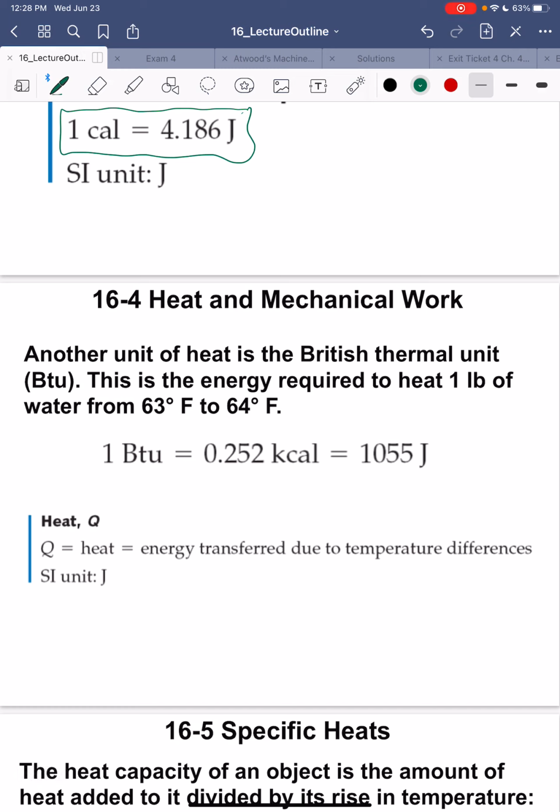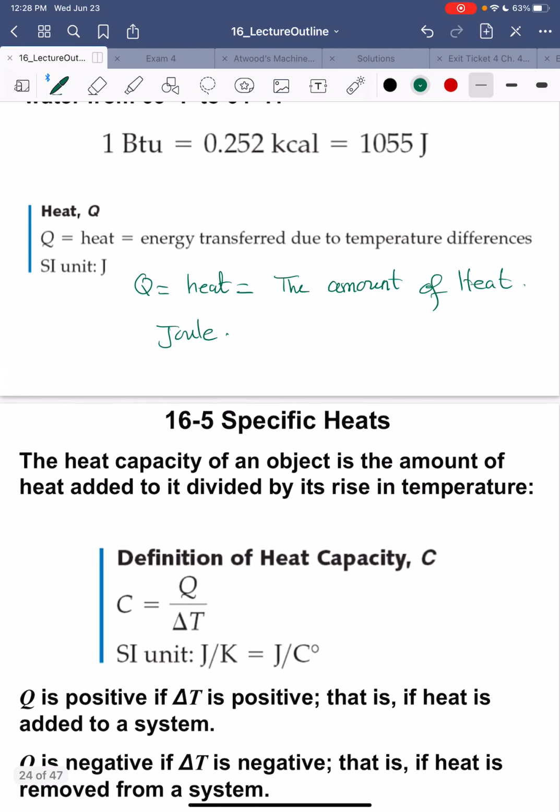Now we are going to use Q for heat. This is the amount of heat. We can calculate it in calories, but because our standard unit is joules, we are going to talk more about joules. I always prefer to have my calculations in joules. But if the question does not specify a unit, then you can use whatever unit you like.